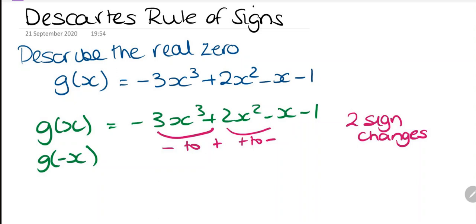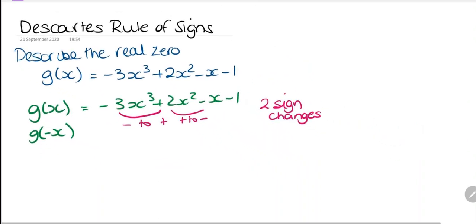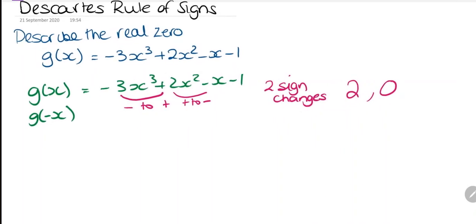Now, the possibility of positive and negative, and we have imaginary. You always have a conjugate when you have an imaginary number. So it means that we could have 2 or 0 real roots, because 2 could be imaginary. So we have two sign changes there.